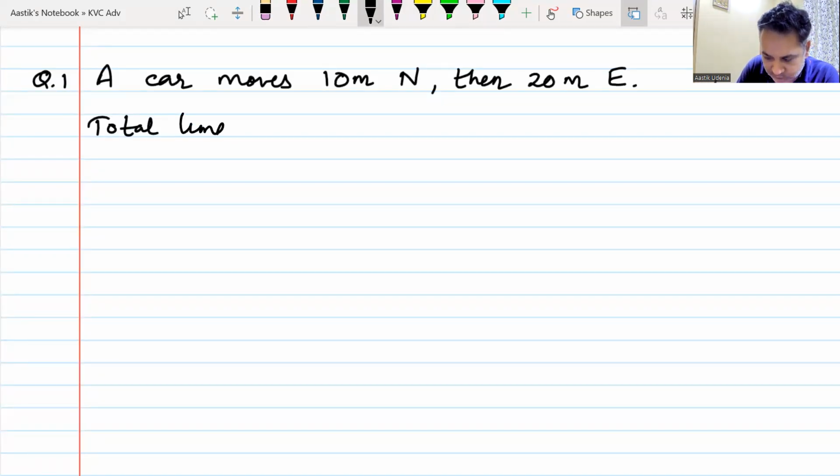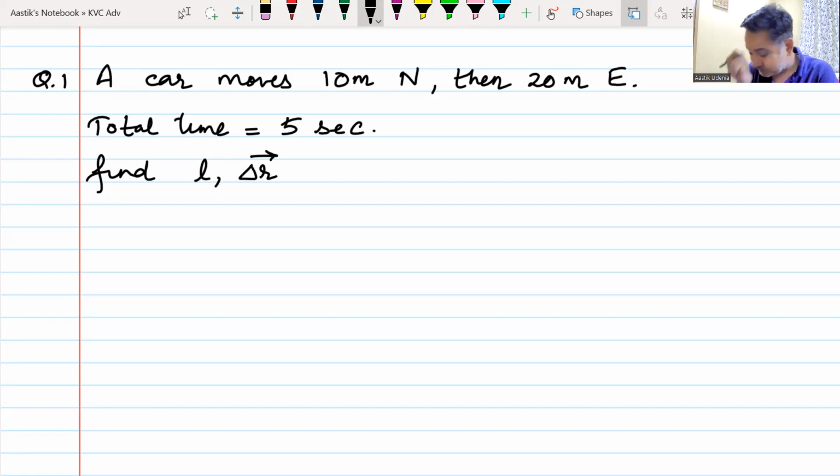Total time is 5 seconds. Fine. I will only write symbols. L, what do you mean by L? Length, I mean distance. Delta R vector, what do you mean by this? Total displacement. What do you mean by this? Average velocity. What do you mean by this? Average speed. You have 5 minutes to do this.